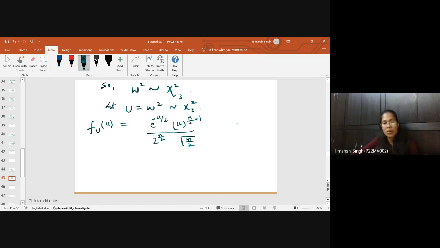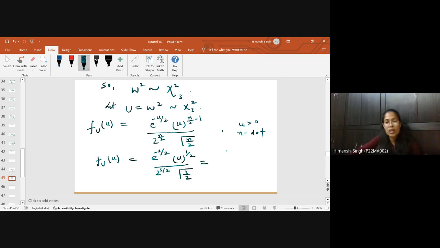Obviously, because it is a chi-square distribution, which is the square of a standard normal, u is greater than 0. Now here n is the degrees of freedom. In place of n, we have 3 degrees of freedom, so we'll just replace n by 3. So f_U(u) is e to the power minus u by 2, u to the power 3 by 2 minus 1, which is 1 by 2, divided by 2 to the power 3 by 2, gamma 3 by 2.